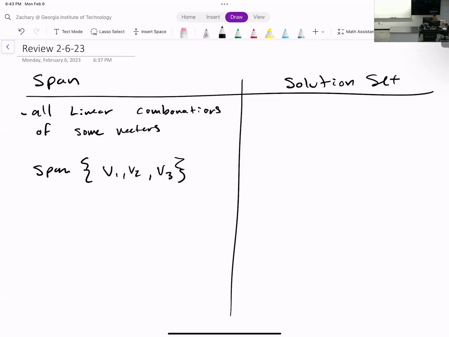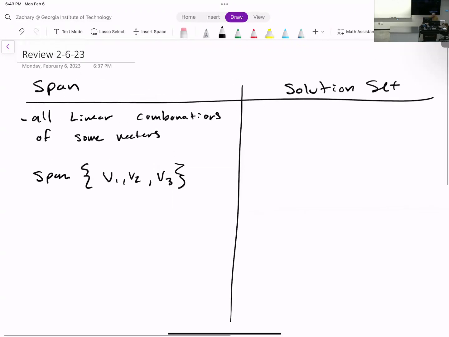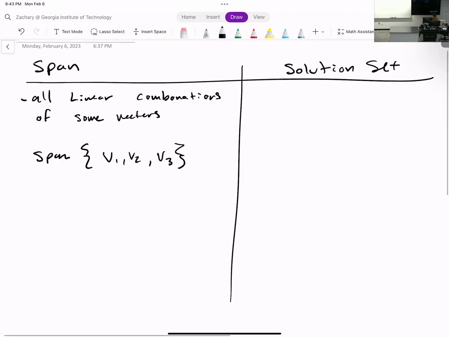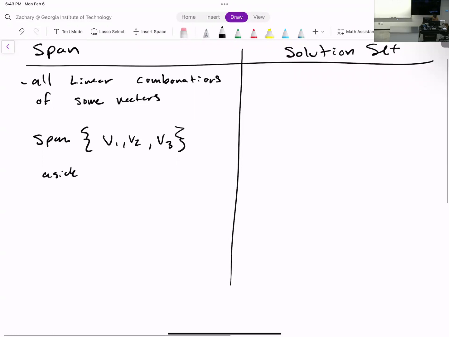Okay, I understand. So what linear means is we can add and we can multiply by constants. Those are the 2 things that it means. The third condition is it has to contain 0, okay? So what a span has to do is it has to contain 0, and you can add vectors and you can multiply vectors by numbers, okay? So it's just a little aside.